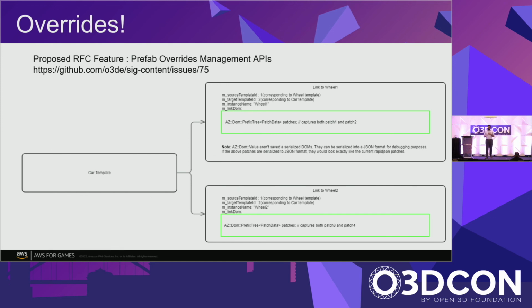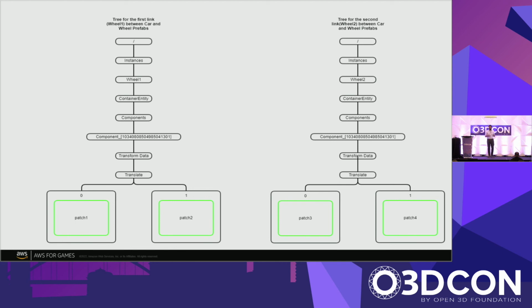So we added another RFC under SIG content, which is approved, and we are starting to work on this soon. The idea is that instead of saving the patches as is, we'll put those patches and generate a DOM prefix tree under each link. So to understand whether a patch exists on a specific component or entity, you don't need to pass through the 100 or 1,000 patches that exist on that link, but instead can simply query this tree and ask whether an override or a patch exists on this particular entity, which is much faster and is needed to quickly visualize changes in systems like Outliner or Inspector.